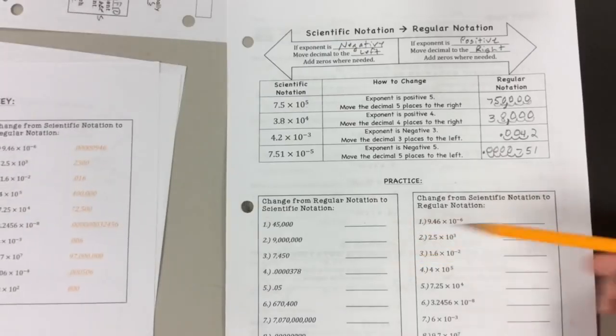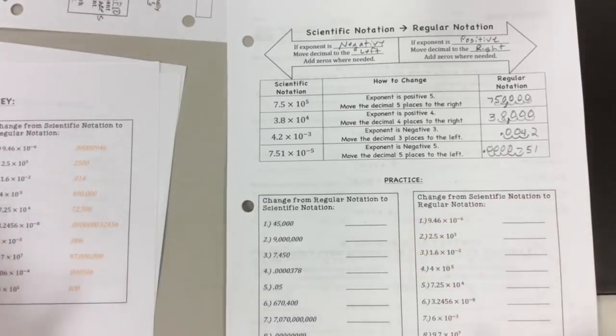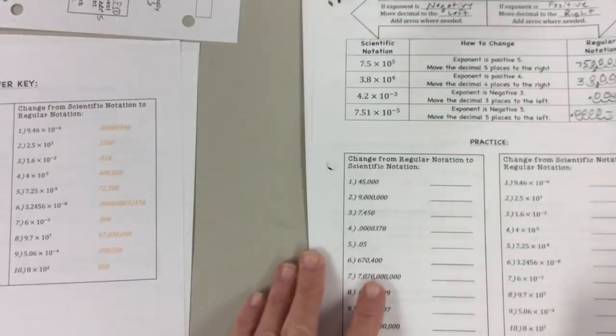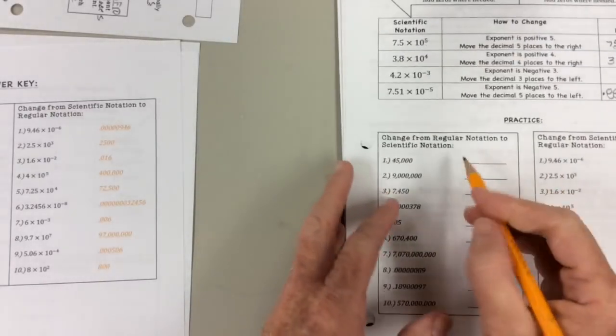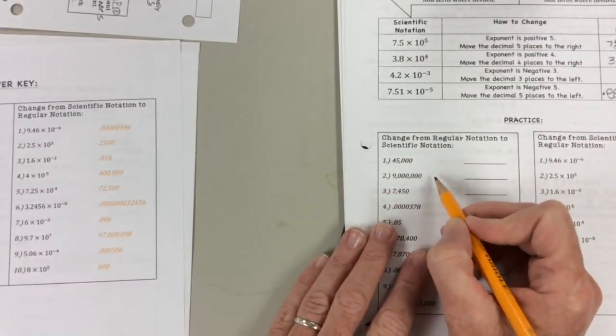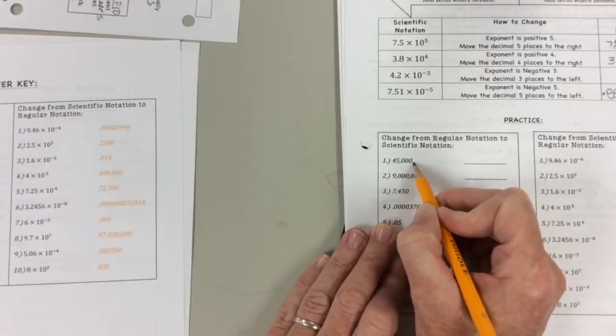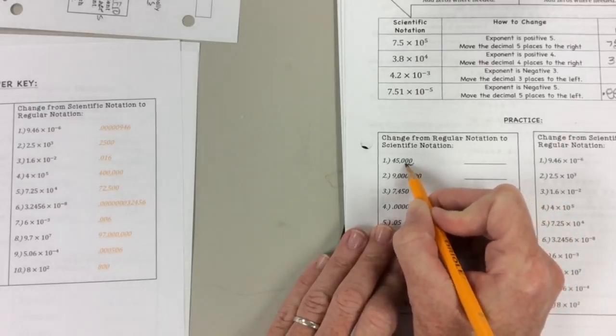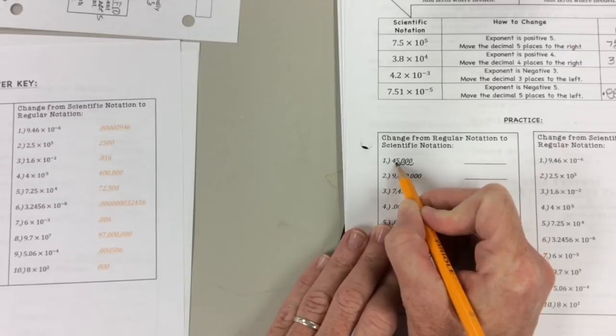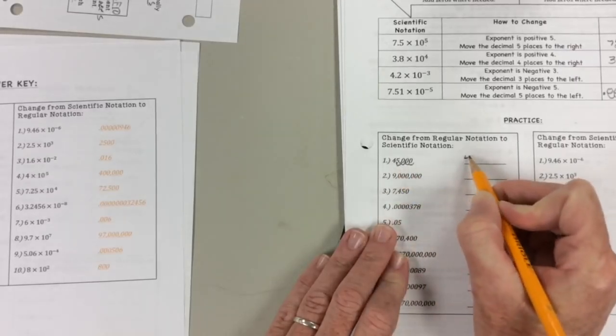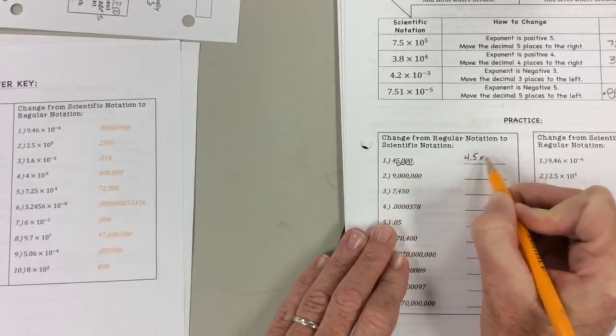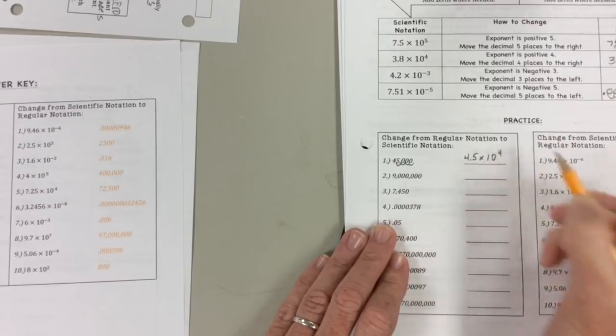I'll do 3 on each side and you guys do the rest. So 45,000, we're going to change this to scientific notation. So we need to start here and move back. 1, 2, 3, 4. So we know it's going to be 4.5 times 10 to the 4th power.